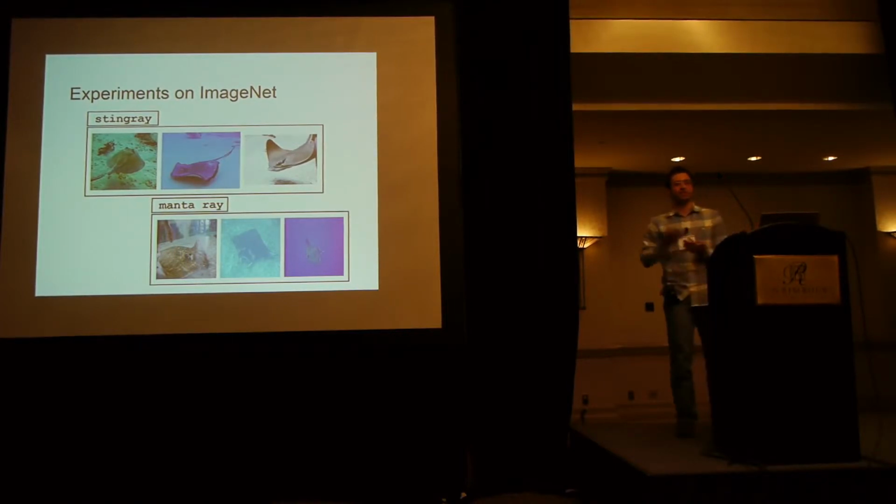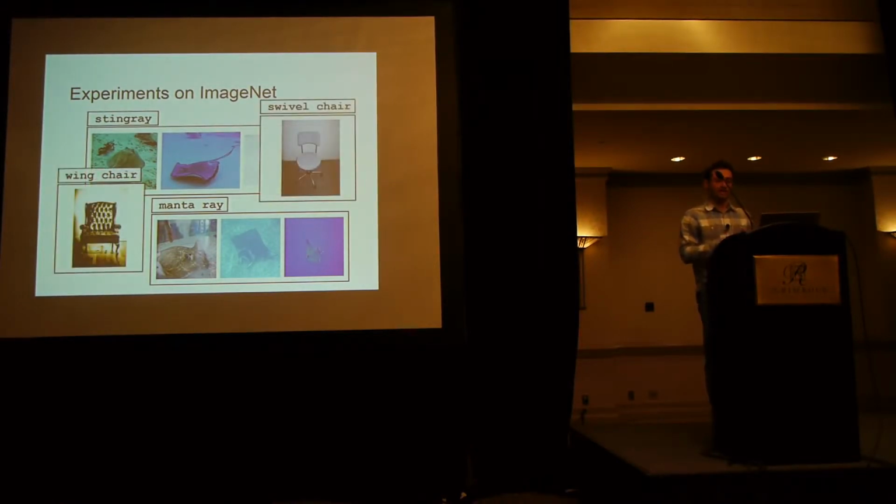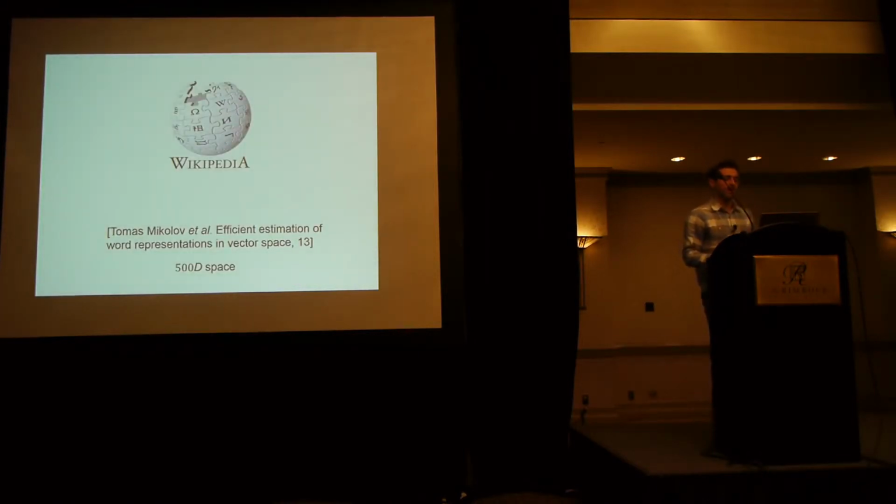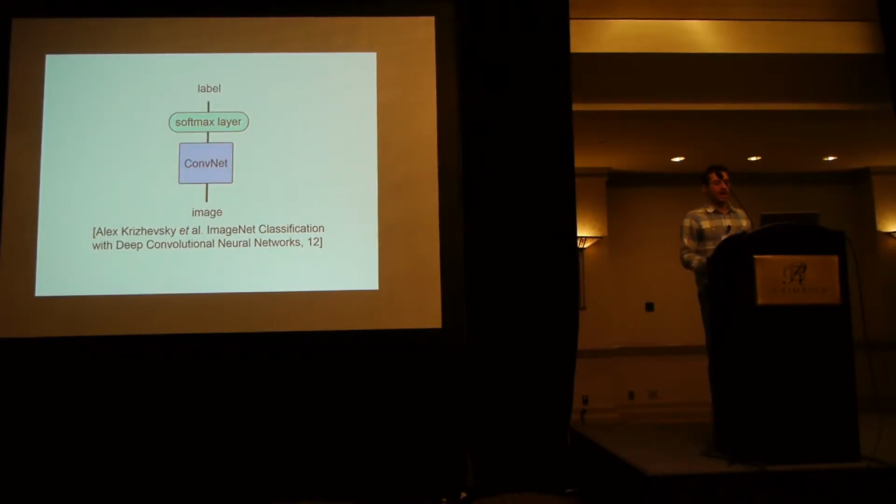So if we don't see any images of fruits at training time, we don't have any hope to generalize to fruits. But the good thing about ImageNet is that it has a very fine-grained classification of images. And we run the semantic embedding model on Wikipedia. We generate 500-dimensional word embeddings, and we train the convolutional neural nets of Alex Krizhevsky and colleagues on ImageNet to basically compute these conditional probabilities.